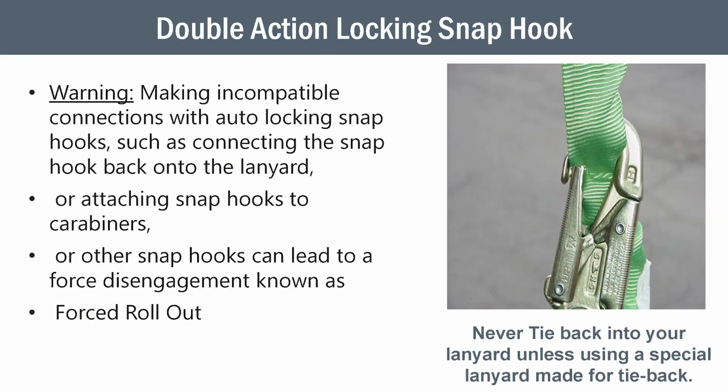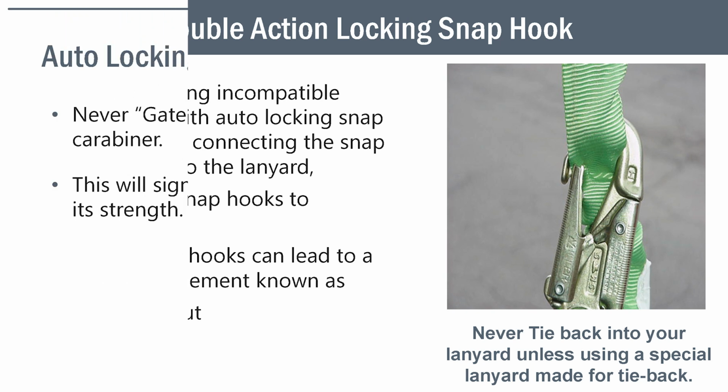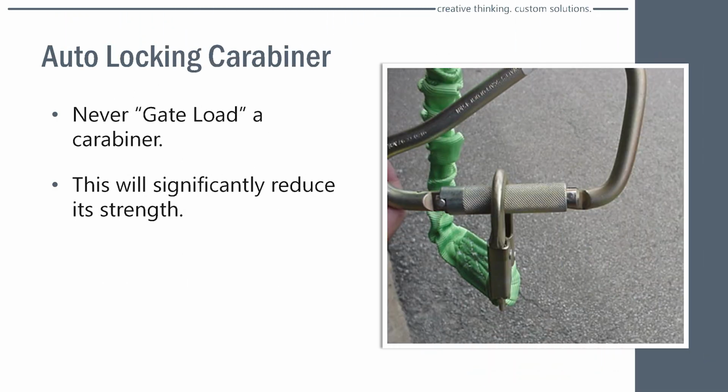Here's another no-no. See, it talks about you want to use what we call a compatible connection. It's one snap hook to one D-ring. But look what they did right here. They tied back into their lanyard. They do make certain lanyards now that you can do that, but this is not one of them. If this goes to a fall, this snap hook may break because you're putting forces on it that it was not designed to take.